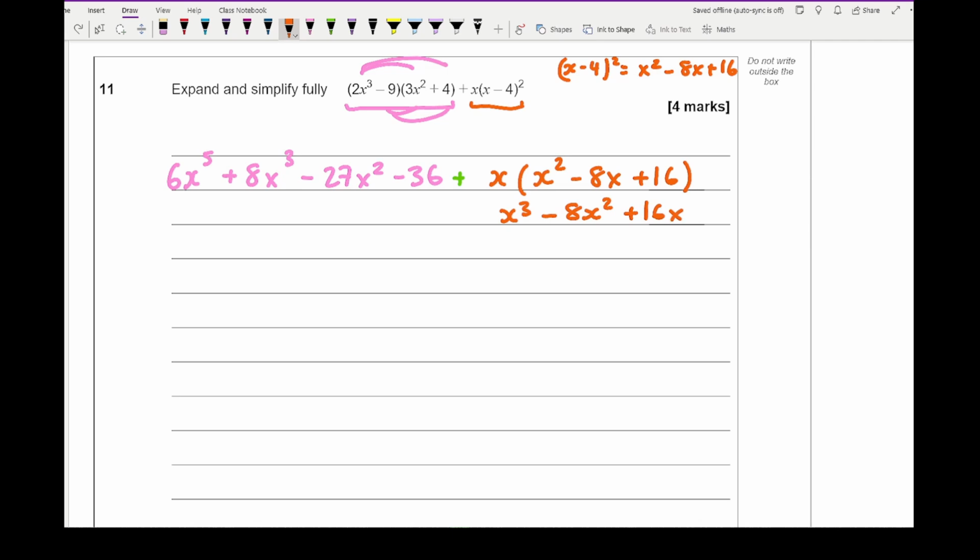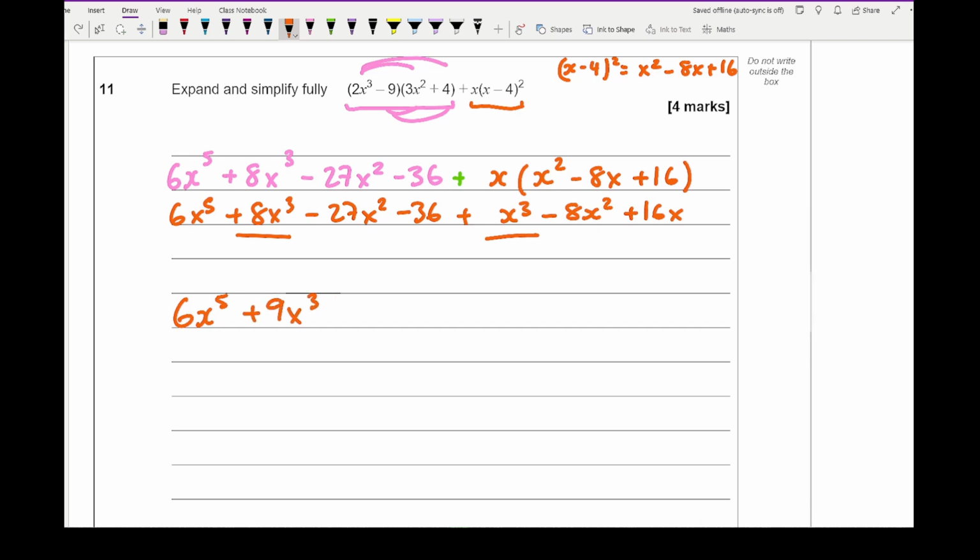So if I move this pink and just rewrite it again, and then all I then need to do is collect the like terms. So how many x to the power of 5s have I got? Well, I've got 6 of those. I've got no x to the power of 4, so that squashes it. Then in terms of things with x cubed, well, I've got those two things there. So adding those two up, I get 9x cubed.